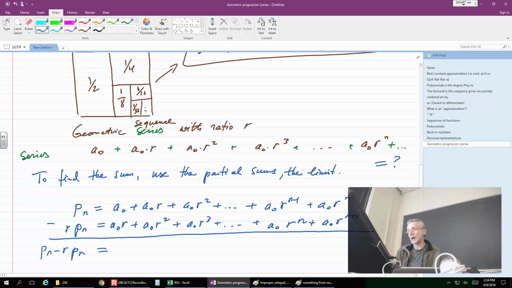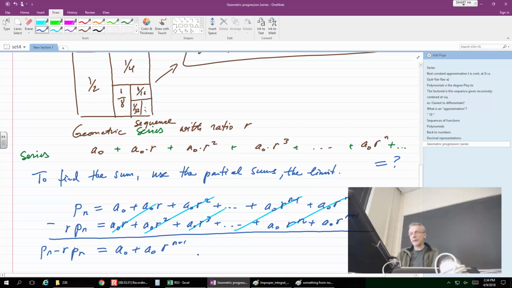And on the right I'm adding things up, and I will cancel terms. So here it is: this is gone. A naught r is gone. A naught r squared is gone, and they will always be canceling diagonally. I will be canceling two terms because of the subtraction, and this will be gone too, and I'm left with only two terms. So then it is a naught plus a naught r^(n+1).